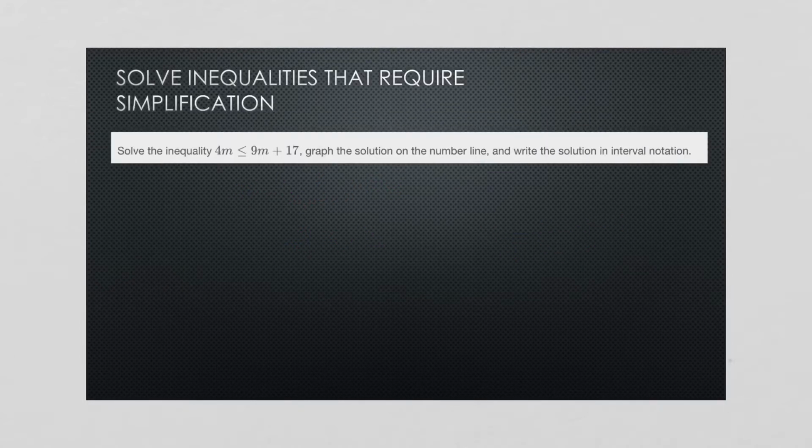Alright, so for this problem, I've got 4m is less than or equal to 9m plus 17. So now I would subtract 9m from both sides. And again, that's just to get my variable terms away from my constant terms. So I've got negative 5m is less than or equal to 17. I don't flip my sign yet in that step because I didn't divide or multiply by a negative. But now I'm about to, so now I'm going to divide by negative 5.